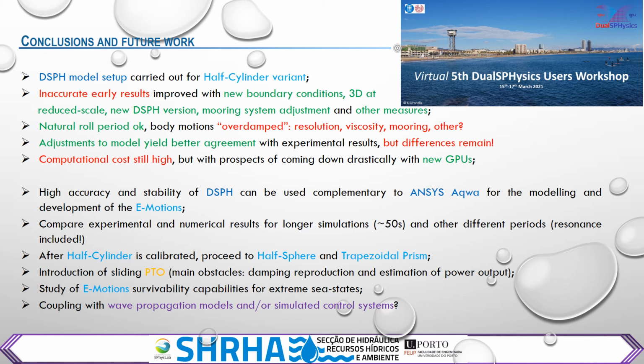I can compare the experimental results with the numerical results, hopefully for longer simulations above 50 seconds and for other wave conditions, particularly at resonance. That's, let's say, the cream of the crop of the goal. After the half cylinder is calibrated, we want to move on to the other variants, which are the half sphere and trapezoidal prism, introduce a PTO, test the survivability capabilities, and in the future, hopefully incorporate wave propagation models and/or a simulated control system.